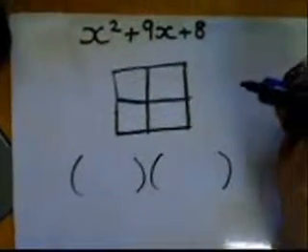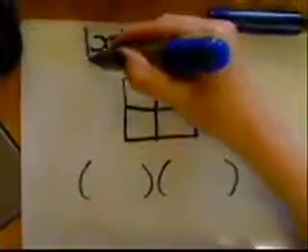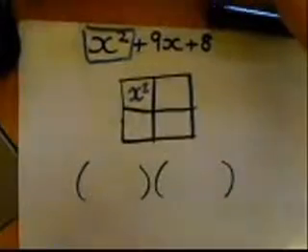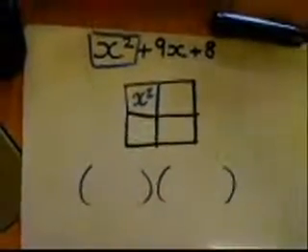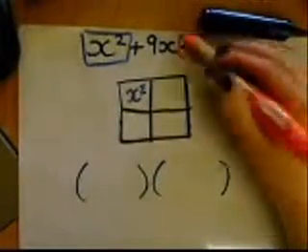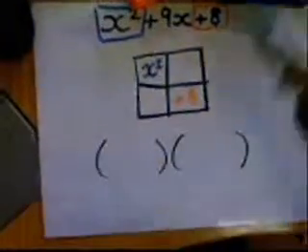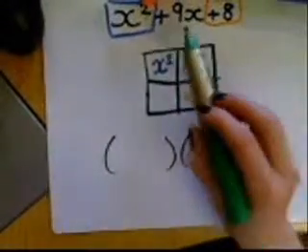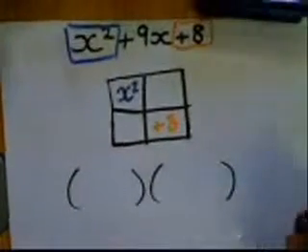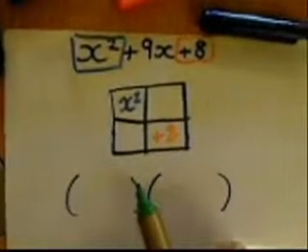Okay. In the top left hand corner of the grid, we write our x squared term. In the bottom right hand corner of the grid, we write our number term, which is positive 8. And in the last part, these bits left, we're going to have our 9x. Now we can't write 9x in both, otherwise we're going to end up with 18x. 9x is going to be shared out between these two.